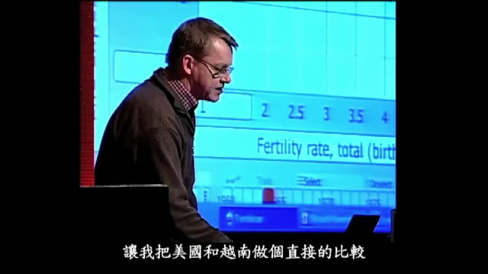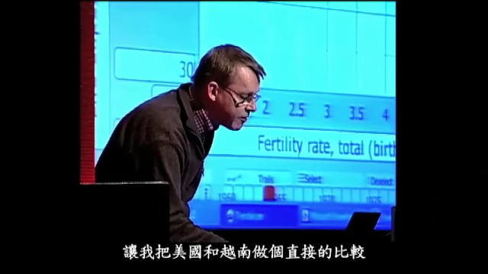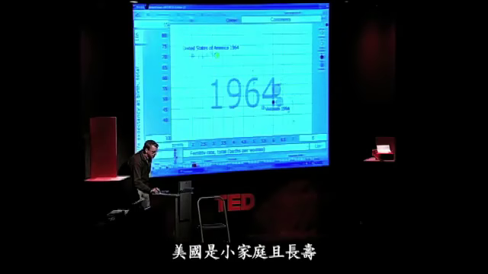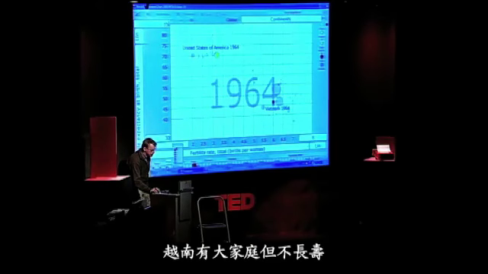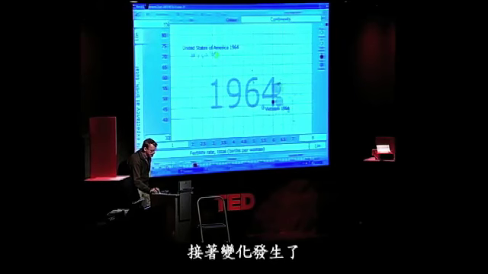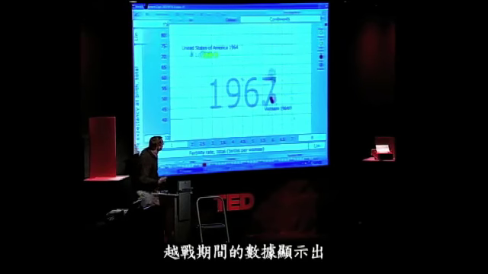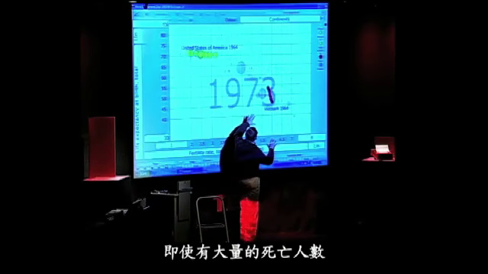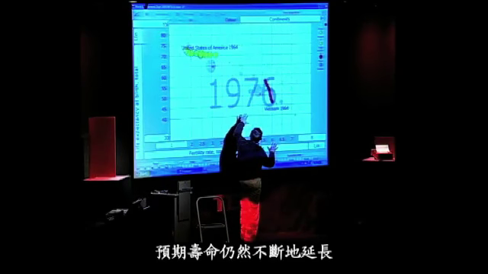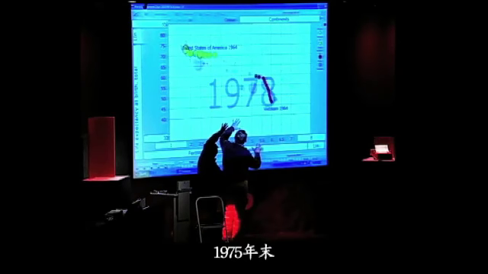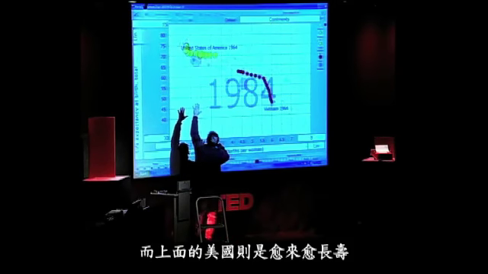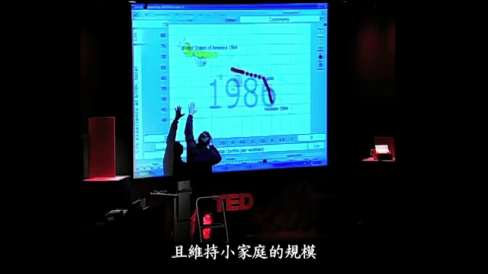Let me make a comparison directly between United States of America and Vietnam. 1964. America had small families and long life. Vietnam had large families and short lives. And this is what happens. The data during the war indicate that even with all the death, there was an improvement of life expectancy. By the end of the year, the family planning started in Vietnam, and they went for smaller families. And the United States up there is getting for longer life, keeping family size.